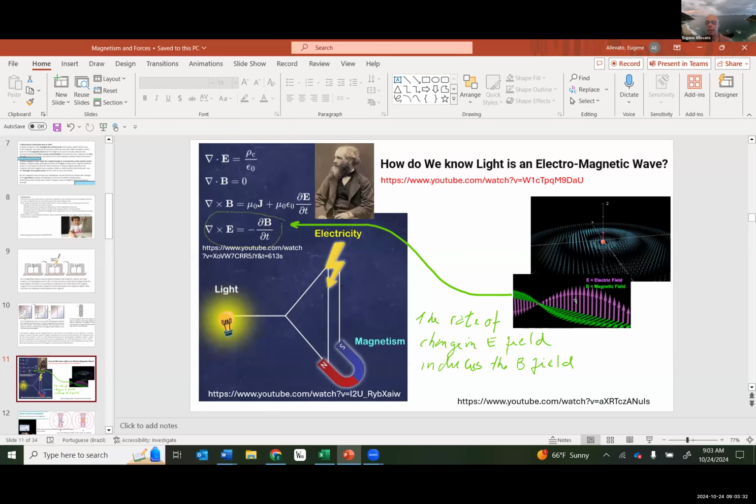The electromagnetic spectrum varies from radio frequency up to gamma rays, and in between we have the visible spectrum, right? Light is an electromagnetic wave. So what does that mean? Well, it means that it has the electric field and the magnetic field as means of transportation, moving from one point to the other.